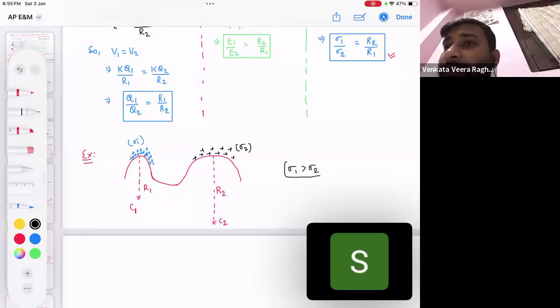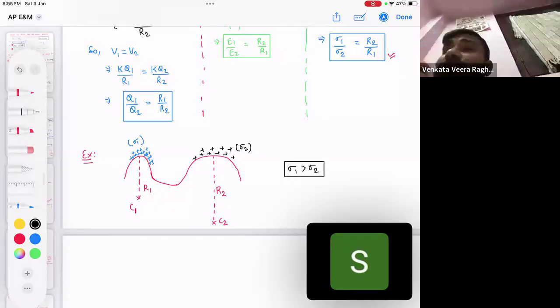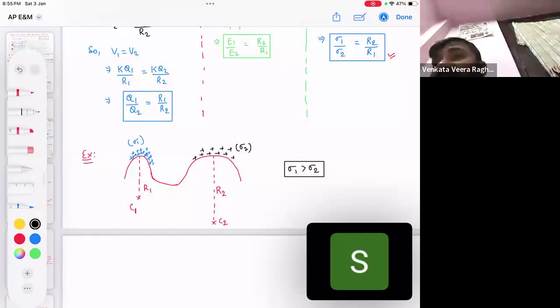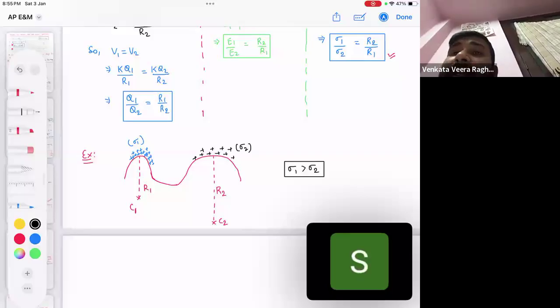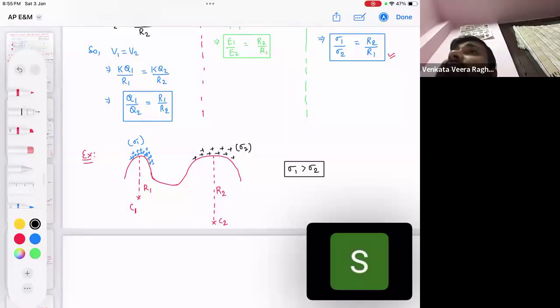So whenever a surface is more pointed, meaning it is a sharp surface, the charge density on the sharp surface is going to be more compared to the smooth surface, because charge density is inversely proportional to the radius. The condition is that it should be an equipotential surface.